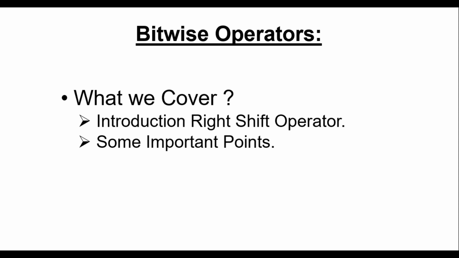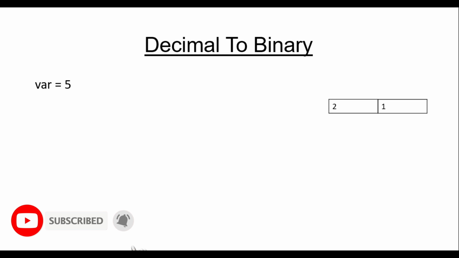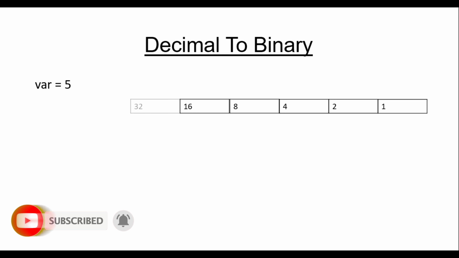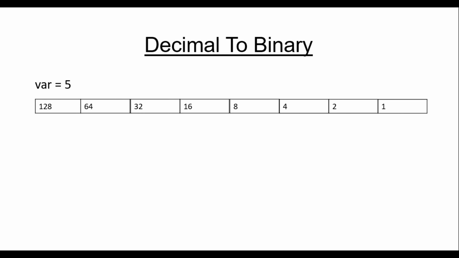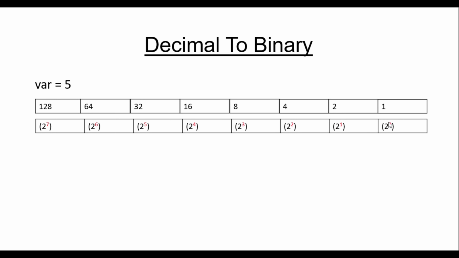Before we talk about the RightShift operator, if you don't know how to convert a decimal number into binary, then we first discuss it. Here we have a variable with a value 5. For converting decimal to binary, you need to remember the series, which is 1, 2, 4, 8, 16, 32, 64, 128, and so on. If you don't want to remember this series, then here is a trick. The numbers in this series are 2 to the power of a number. For example, to get the first number, you just need to remember 2 to the power of 0. Similarly, increase the power value and you will get the series for converting decimal to binary.